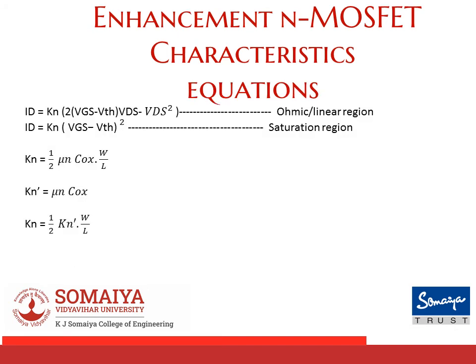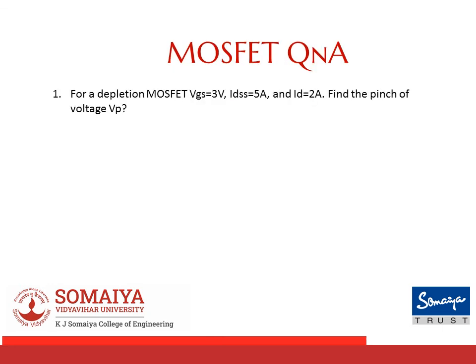Let me now talk about the characteristics equation for an enhancement MOSFET. For an enhancement MOSFET, ID is equal to Kn times 2(VGS minus VTH)VDS minus VDS the whole square, which is for ohmic or linear region. For saturation region, it is given as Kn (VGS minus VTH) the whole square. Since it's a discrete device, we are not talking about the channel length modulation parameter here. Then we have Kn is equal to half mu n Cox into W by L, or I can also have another device parameter which is Kn dash is equal to mu n Cox.